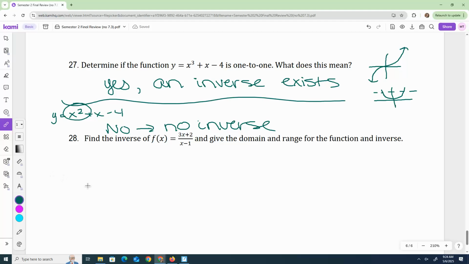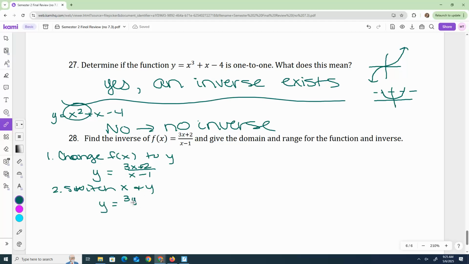Last one, finding the inverse. So remember, steps to finding the inverse. First thing we did was change f of x to y. So my equation is just y equals 3x plus 2 over x minus 1. Second thing we did, switch x and y. So my y becomes an x, both x's become a y. We solve for y.